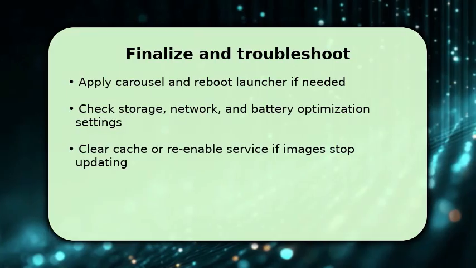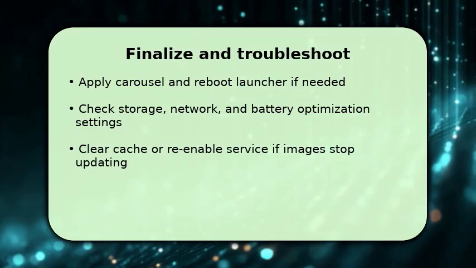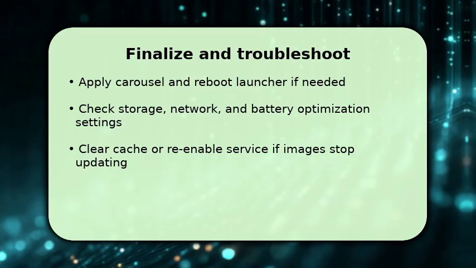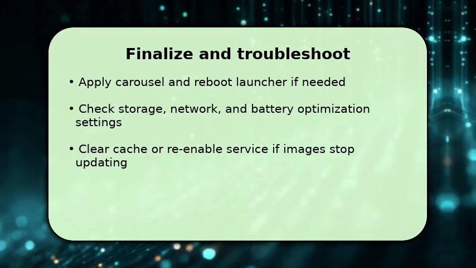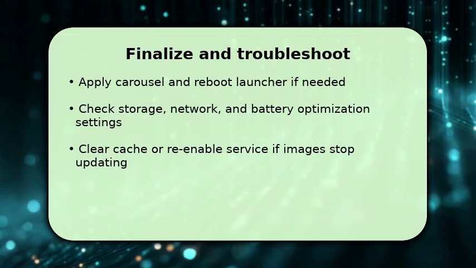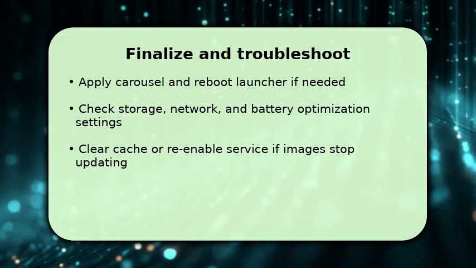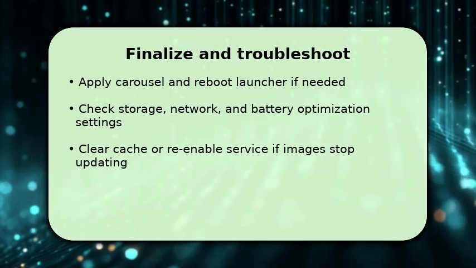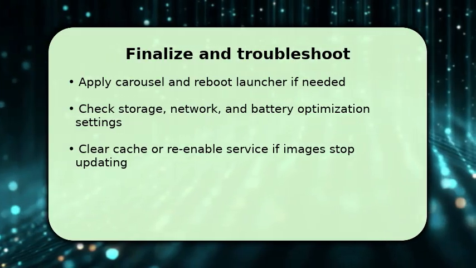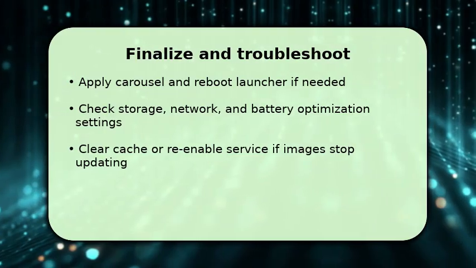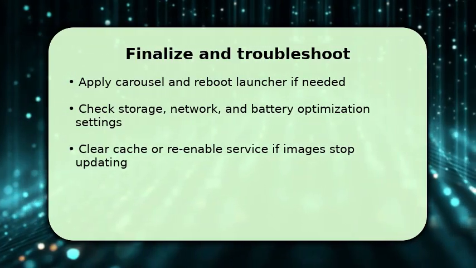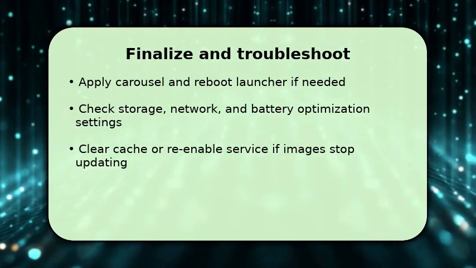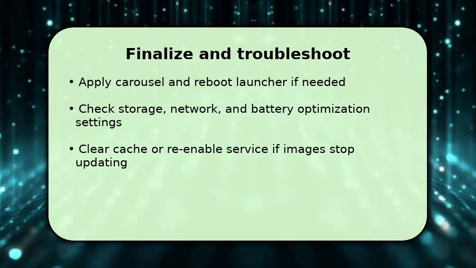You finish by applying the carousel and verifying it appears on the lock or home screen. If changes don't show, force restart the launcher or reboot your phone to register settings. Make sure storage and network are available and battery optimization isn't killing the service, because those block downloads. If images stop updating, clear the themes or launcher cache and re-enable the Wallpaper Carousel service. This typically fixes stalled fetches. Finally, test by locking and unlocking a few times to confirm the cycle works.